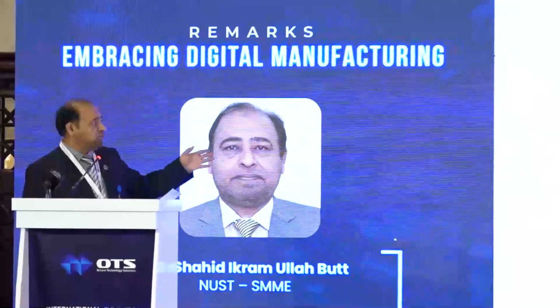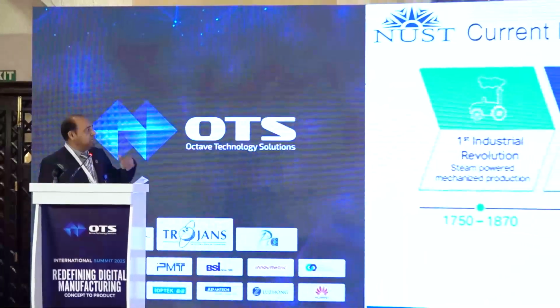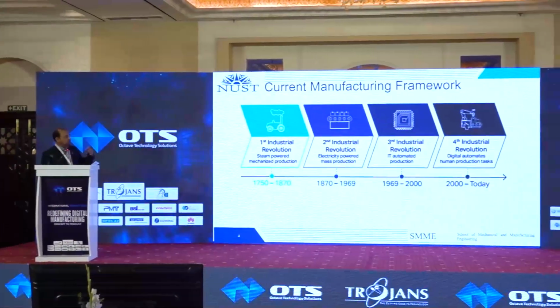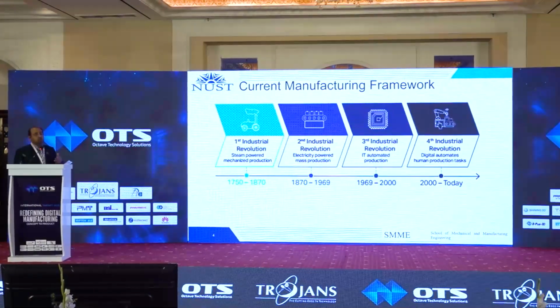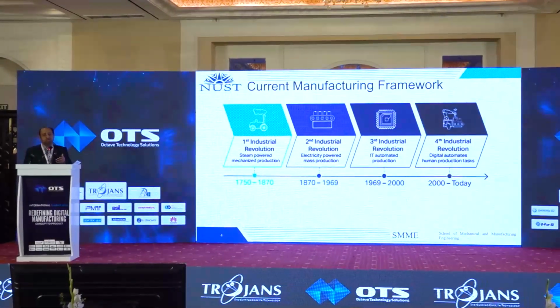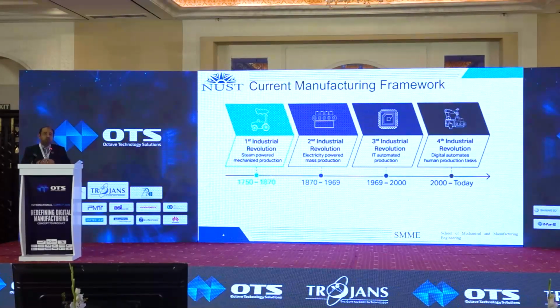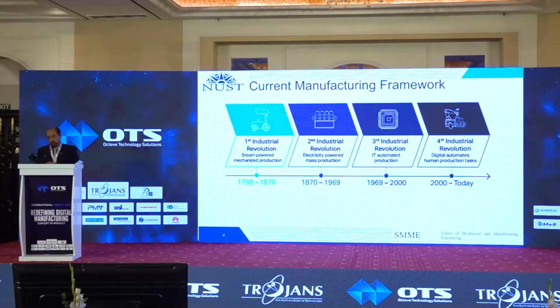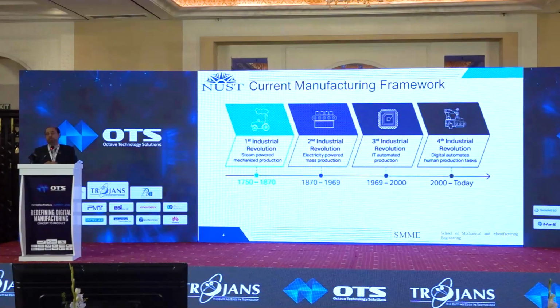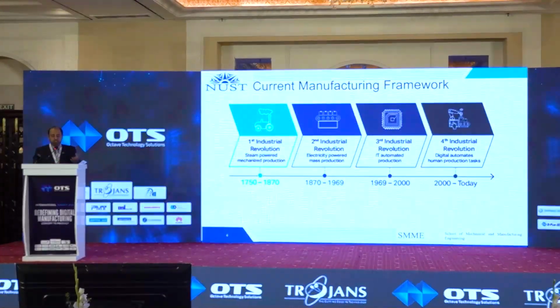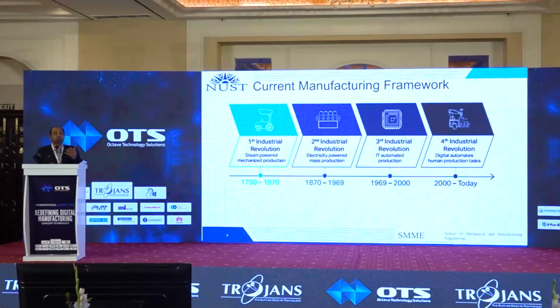The current manufacturing framework, as you can see: first we had the first industrial revolution, which started with steam-powered mechanized production, and the second industrial revolution, all of you know, came with electricity power. Then the third revolution came with IT-automated production, which was when computers came in. Now we are dealing with the fourth industrial revolution, which we're trying to incorporate within the Pakistan industry also. And it involves digital automation and the other human resources and production tasks.